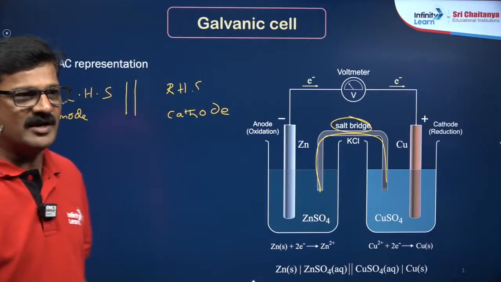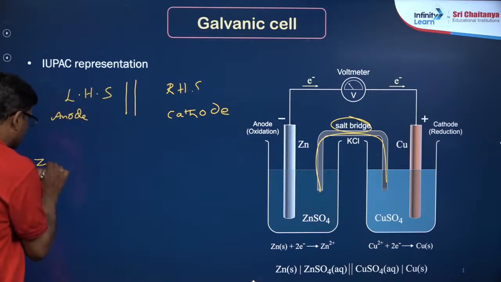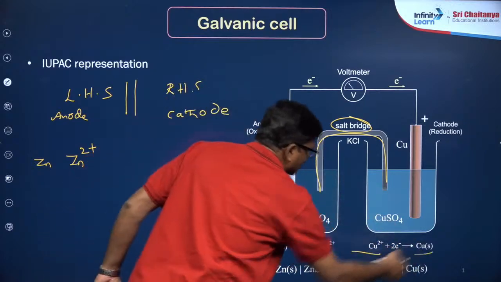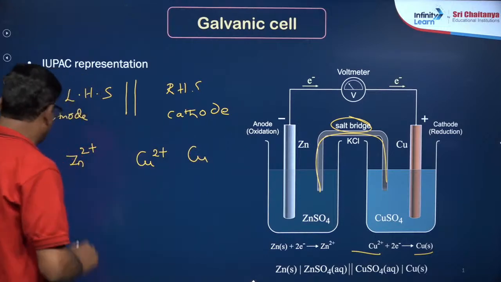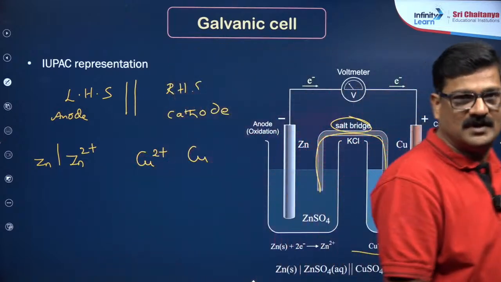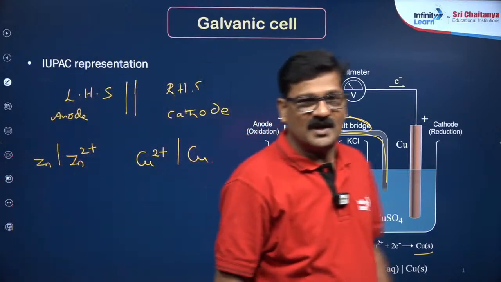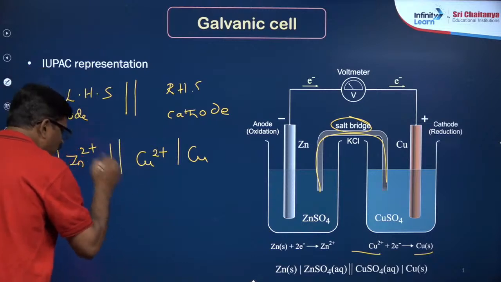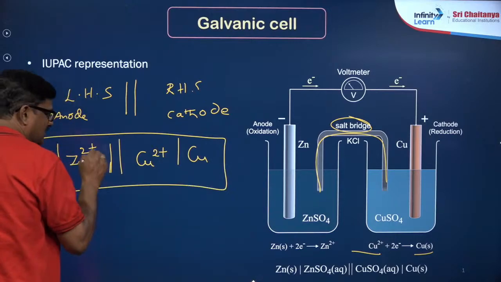Okay, let us take a quick look at that. What reaction is happening on the LHS? Zinc is converted into zinc 2 plus. What is happening on the RHS? Copper 2 plus is converted into copper. So the metal ion and metal are separated by a vertical line, meaning it is an electrode. This is an electrode. And this anode and this cathode, left hand side and right hand side, are separated by 2 vertical lines. 2 vertical lines indicate a salt bridge.